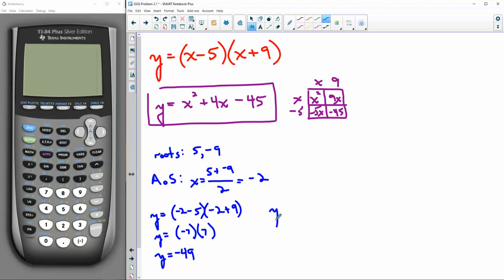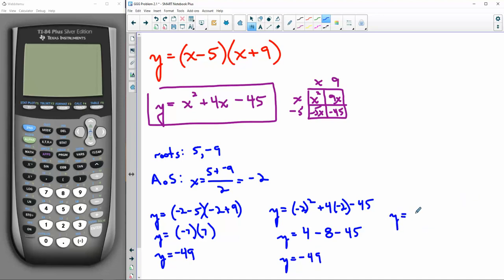Or I could plug it into the purple equation up there, and I could do negative 2 squared plus 4 times negative 2 minus 45. Negative 2 squared is 4, minus 8 is negative 4, minus 45 is negative 49. So now we can write my vertex form. Y equals x plus 2 squared minus 49.